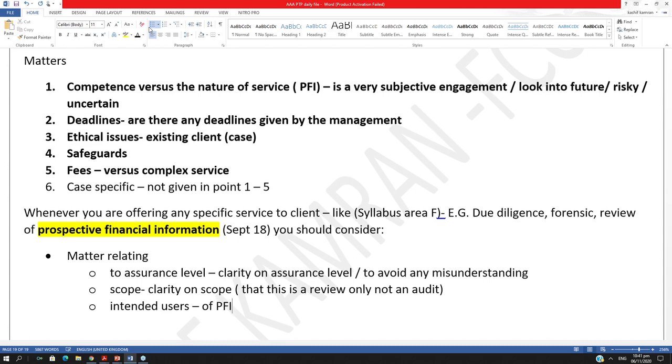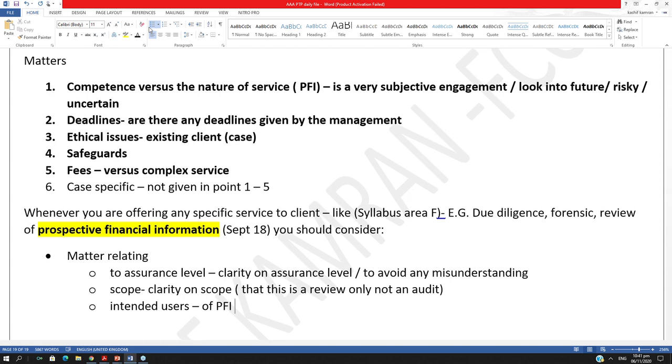Because for audit, this is a very illogical question. Suppose you're doing the audit of a company. Will you ask management who are the intended users? The management will think this is a very illogical auditor. He's asking me who are the users of the audit of financial statements.